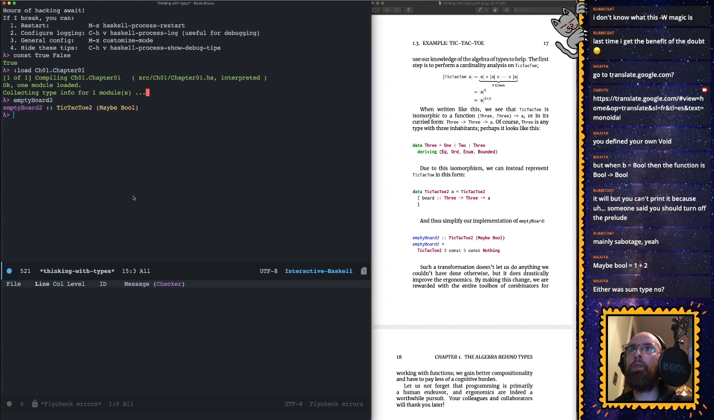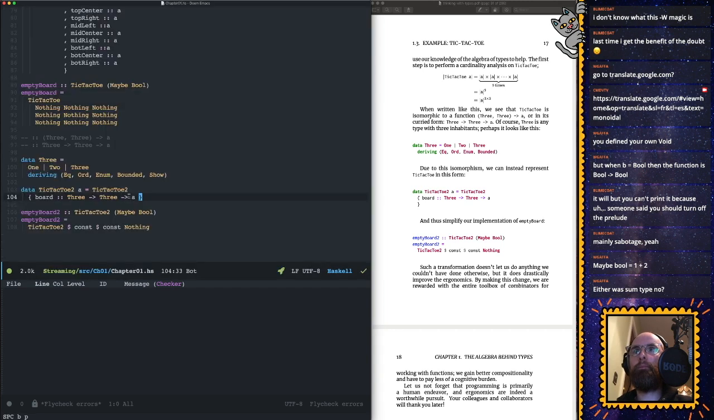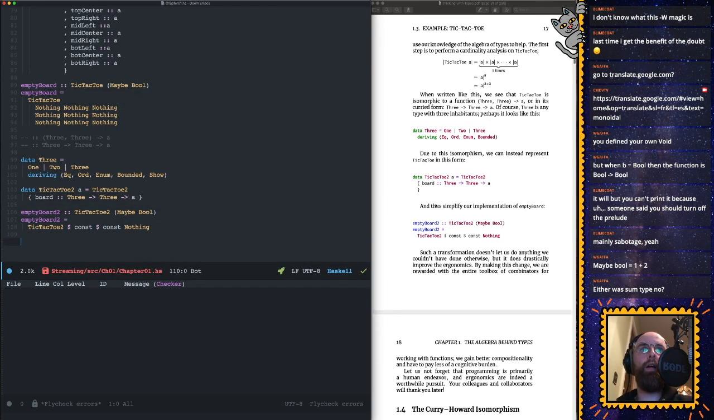Empty board 2. Okay, it's just wishful thinking. But it's giving us a board of maybe ball. Okay. But the board will actually be just a tic-tac-toe full of nothings. Anyway. Oh, I don't know where I've gone there. Let's go back. Keep it going.